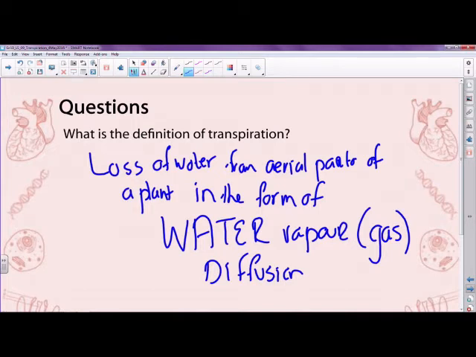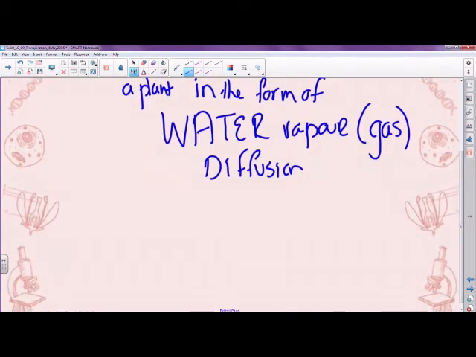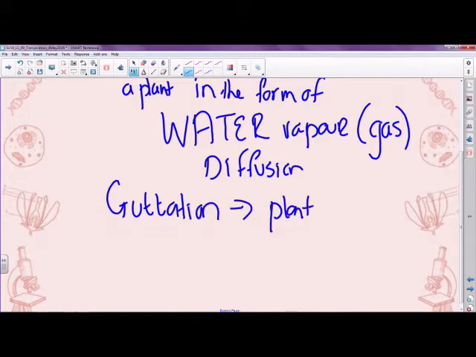Another word that you need to become familiar with is guttation. Guttation is when a plant loses water in the form of water droplets.